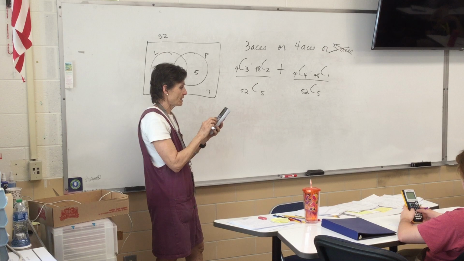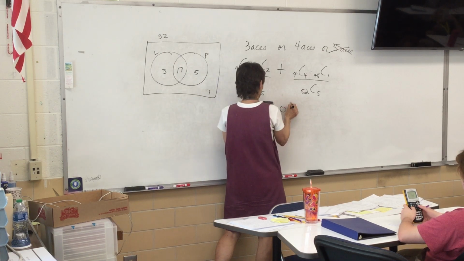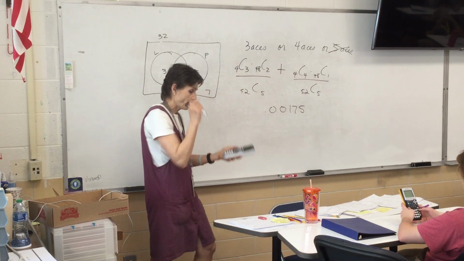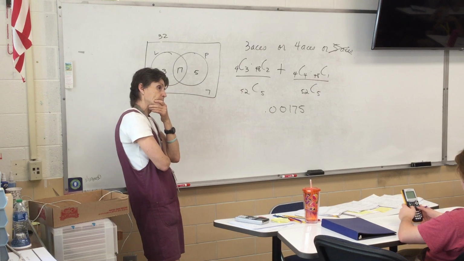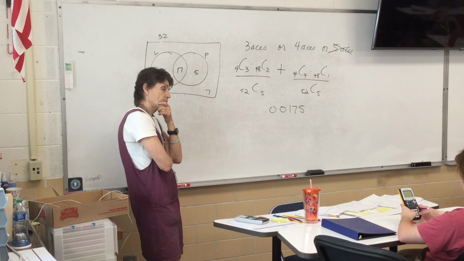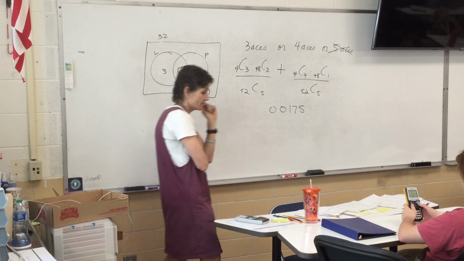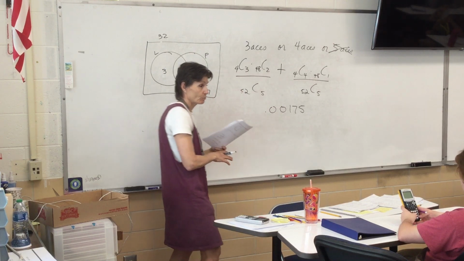I'm having a rough time with my calculator today. I got 0.00175 as the final answer to the problem when I add it all up. So in other words, Cadence, there is not a very good chance of you getting a hand with 3 or more aces.